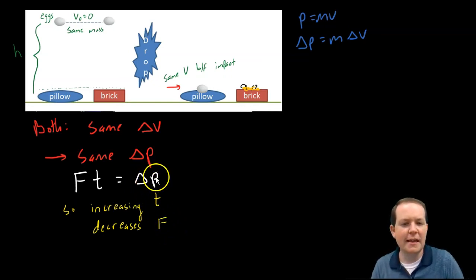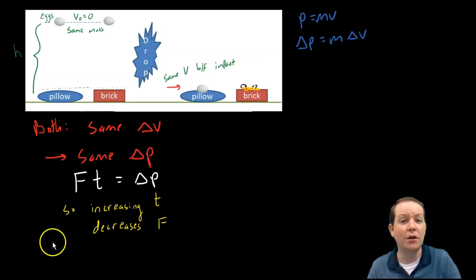Because they have the same change in momentum, making this side's t large, if I have to get to the same value, it must mean the force is small.